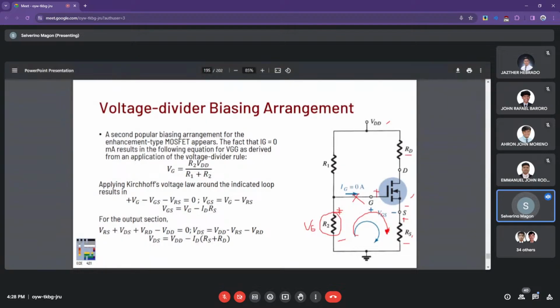All right, so for the case of the voltage divider bias, so far we have the feedback bias. Okay, so next we have the voltage divider bias. Same thing as your JFETs. We have to solve for the voltage drop at R2 to serve as your VG right there.